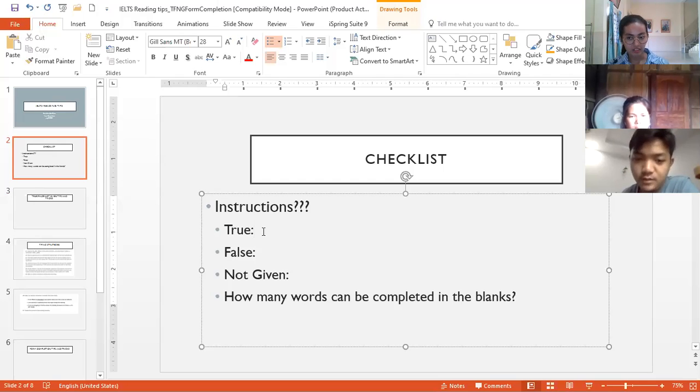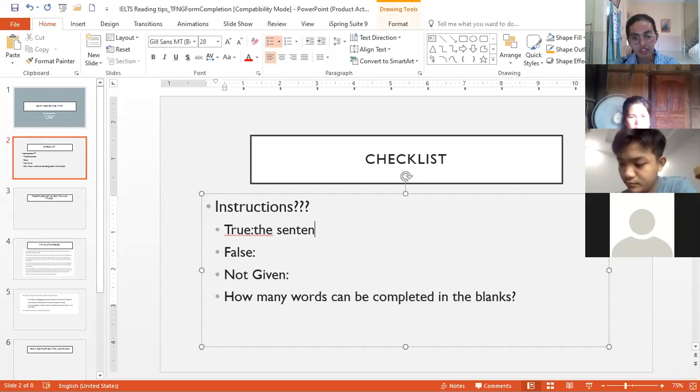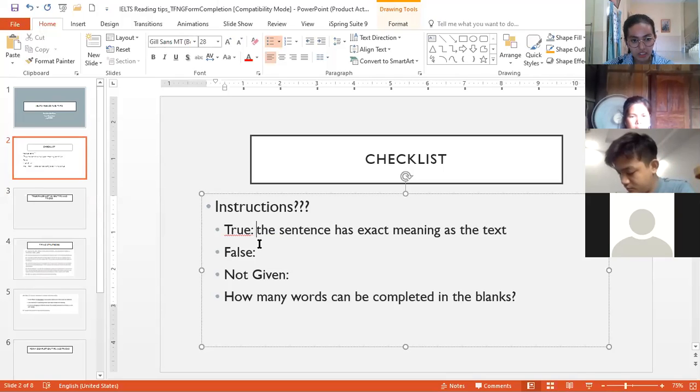It has exactly the same meaning as the text. Very good. The sentence has exact meaning as the text. What about false? Sarah, what do you think false means? The question and the information in the passage are opposite from each other. Very good.